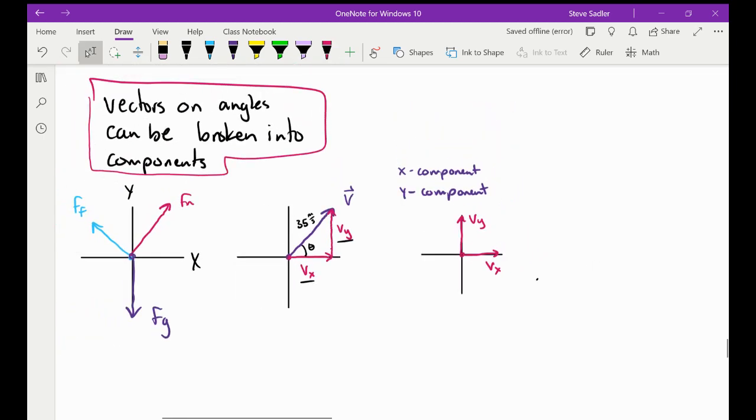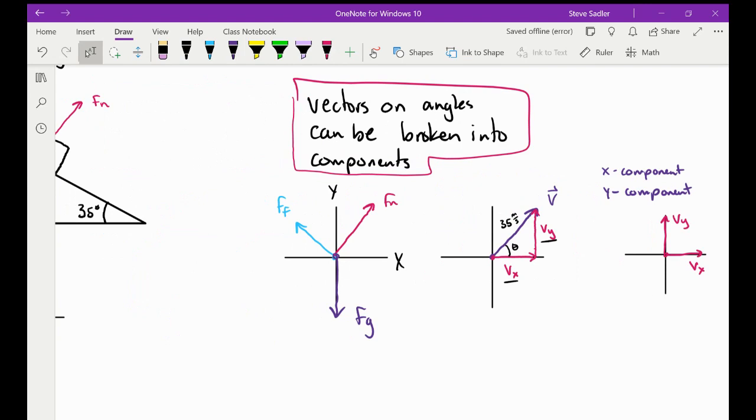All right, so let's get back to our problem. You can see here we have three forces. We have normal force, force of friction, and force of gravity. Right now we have two forces at weird angles. That means we would have to break two forces down into components, and that's just too much work when there's an easier way to do it.